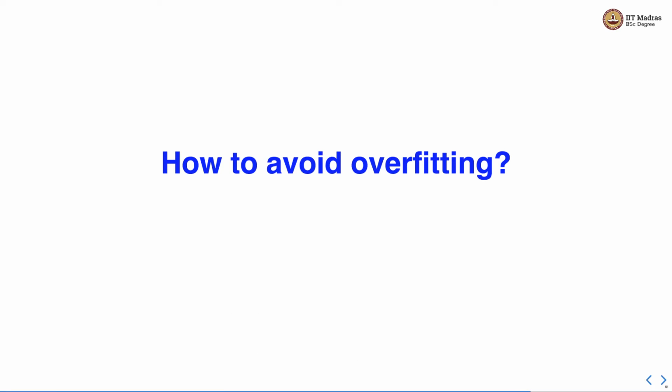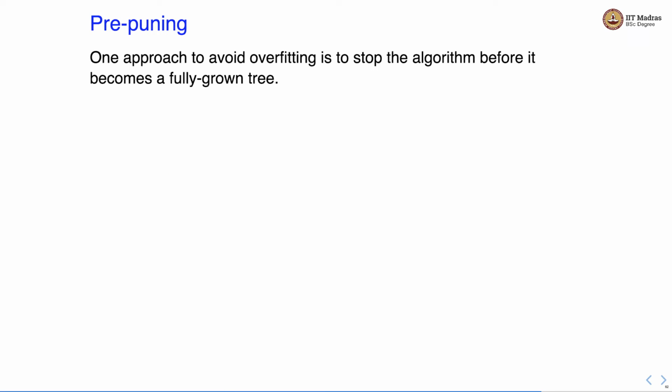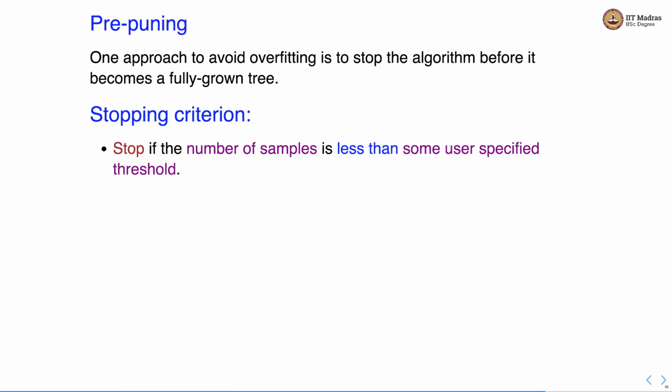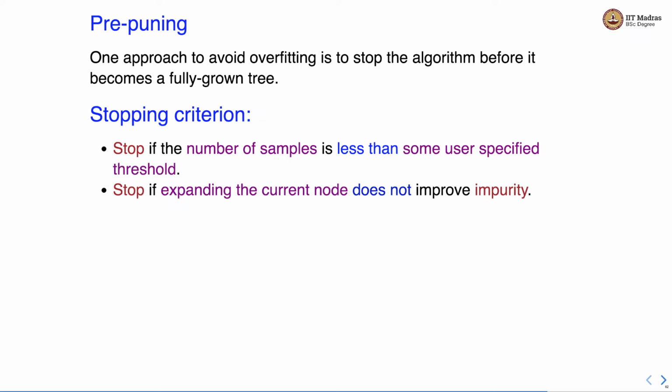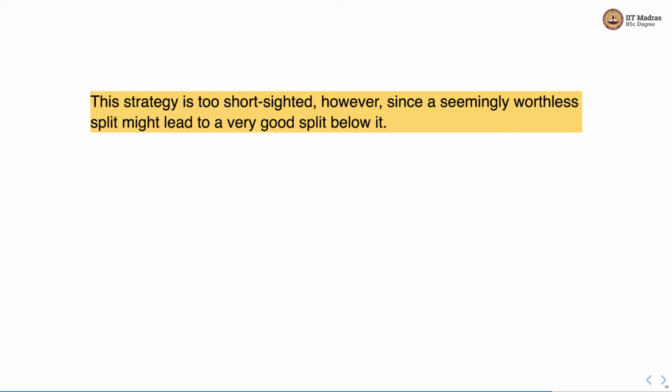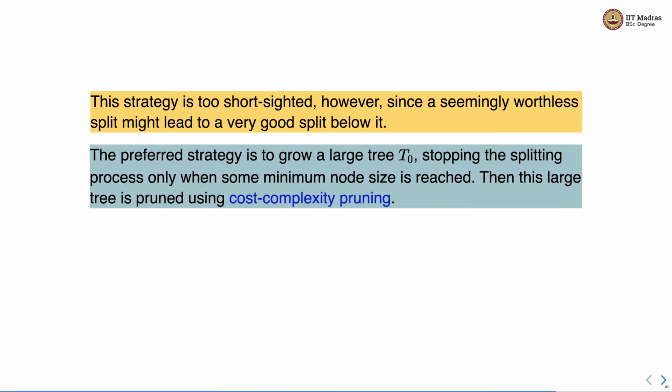So let's see how to avoid the overfitting. One approach to avoid overfitting is pre-pruning. Here, we stop the tree growing algorithm before it produces a fully grown tree. For stopping the algorithm, we use a stopping criteria. We stop if the number of samples is less than some user-defined threshold, or we stop if expanding the current node does not improve impurity. However, this strategy is too short-sighted, since a seemingly worthless split might lead to a very good split below it.